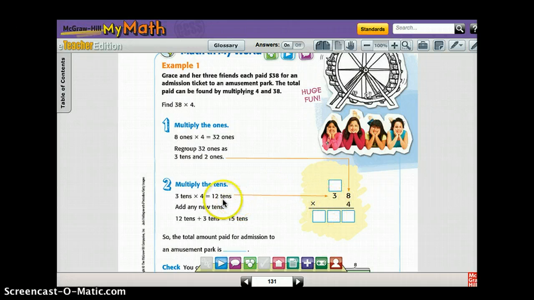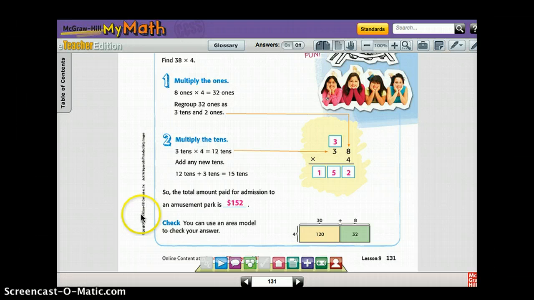So then we multiply our 3 times 4 and we get 12. But then we can't forget about that 3 that we carried on top. So let me show you so it might make a little more sense. Okay, so 8 times 4 we had 32. So we put our 2 down here, carried our 3. 3 times 4, 12, plus that 3 that we carried, and it's 15. So our answer is 152.